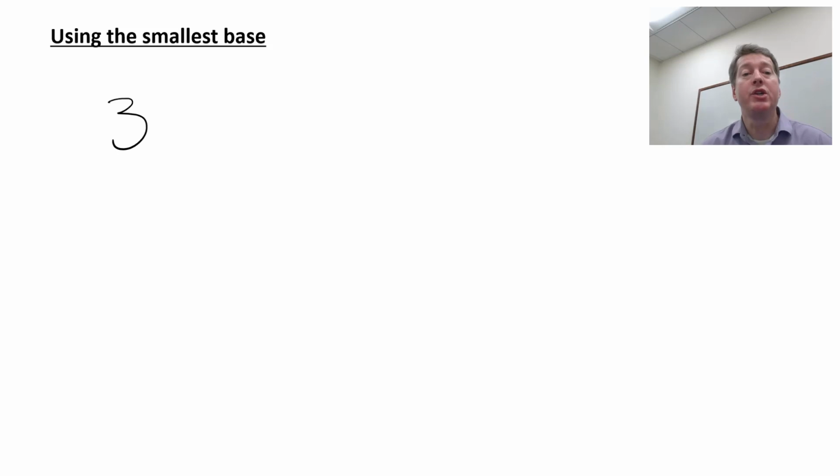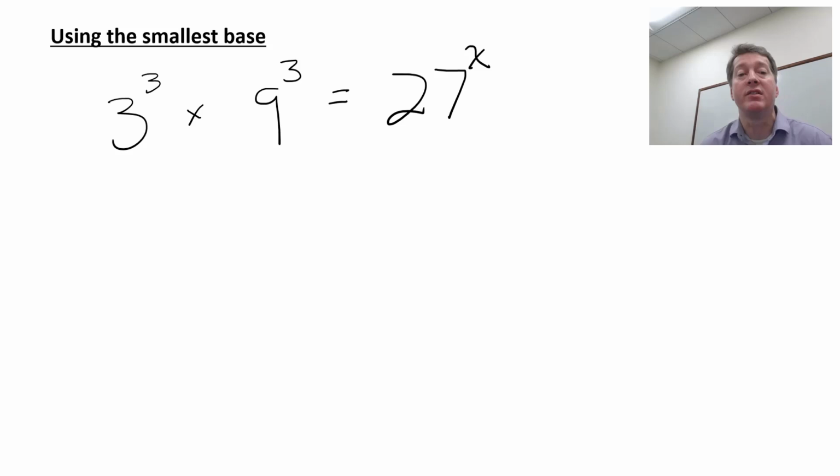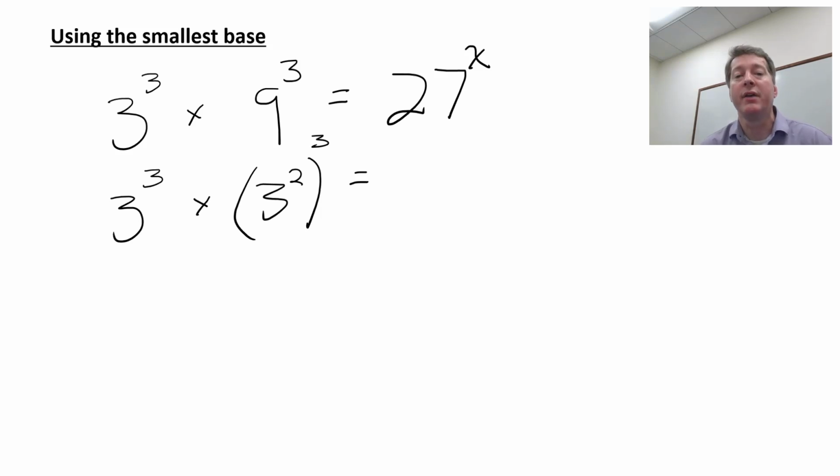Suppose I saw an equation, something like 3 cubed times 9 cubed equals 27 to the x, raised to the power of x. Well, instead of comparing 3's, 9's, and 27's, I'd love to compare 3's, 3's, and 3's. I'd love to get all of these down to a base of 3. So this is the same as 3 cubed times, well, 9 is 3 squared, so 3 cubed times 3 squared cubed equals, well, 27 is 3 cubed. 3 times 3 times 3 is 27. So this is 3 cubed to the x.